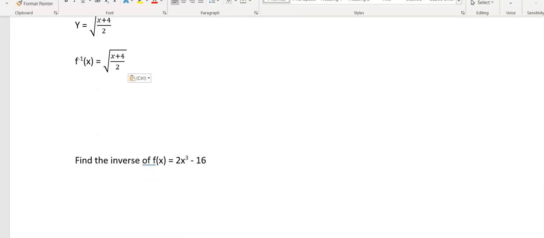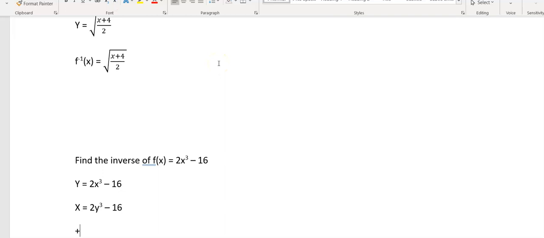All right, now let's look at one more. Let's find the inverse of the function 2x cubed minus 16. Now, if we think about x cubed and its transformations, x cubed passes the horizontal line test. So we already have a 1-to-1 function here. Let's take it through the process. So we'll have y equals 2x cubed minus 16 when we change our f of x to y. Now let's switch our x's and our y's. So we'll have x equals 2y to the third minus 16.